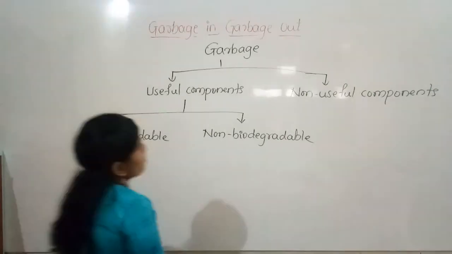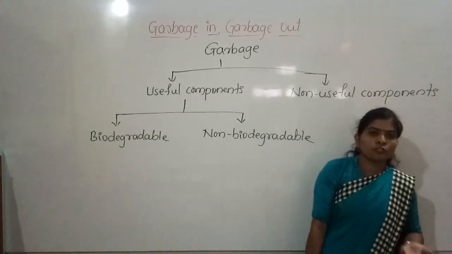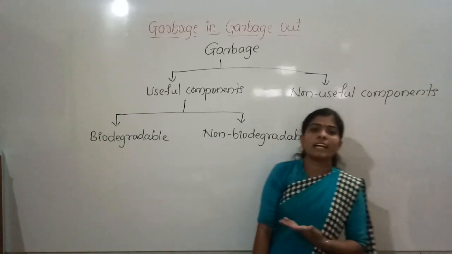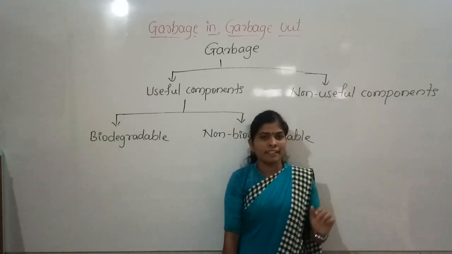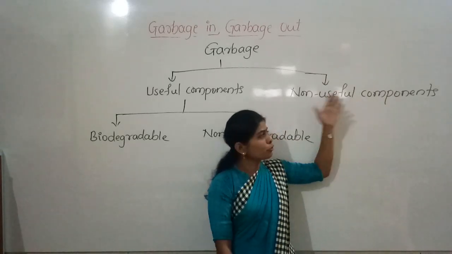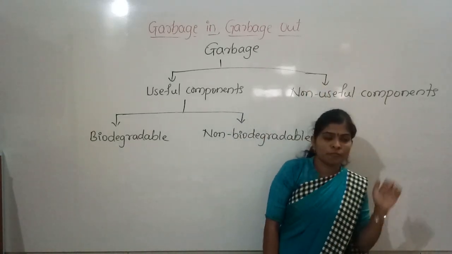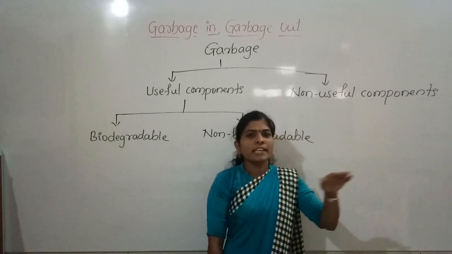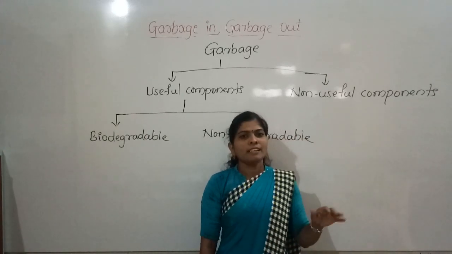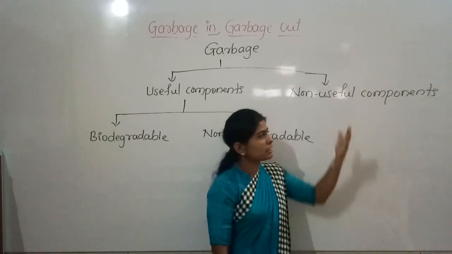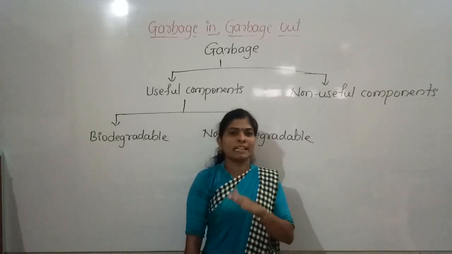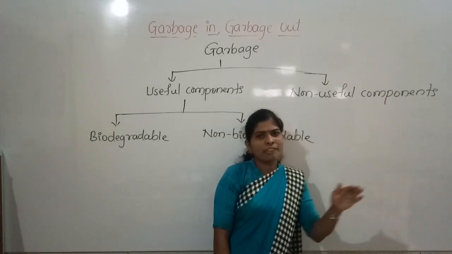The non-useful component is used to fill, meaning the garbage will be dumped in the low-lying areas that we call landfills. These non-useful components from the garbage which they have separated will go on spreading in those low-lying areas. They spread one layer of these non-useful components, and again they cover that layer with soil. And likewise, they go on.